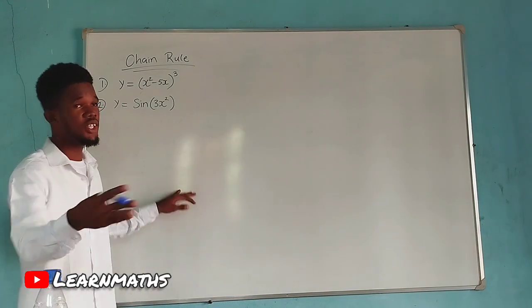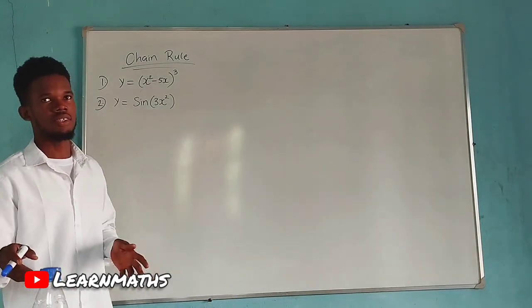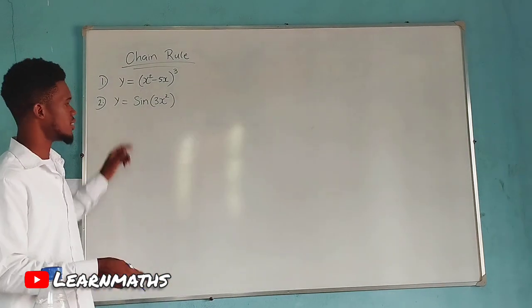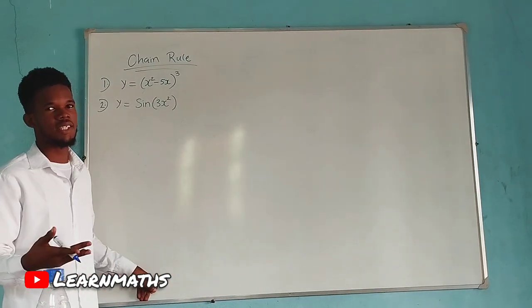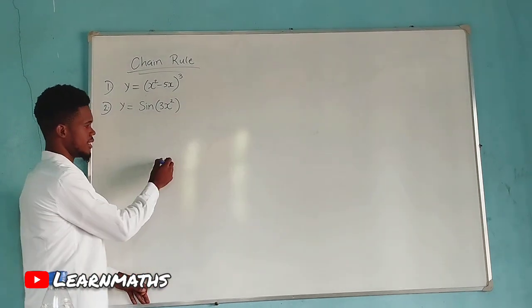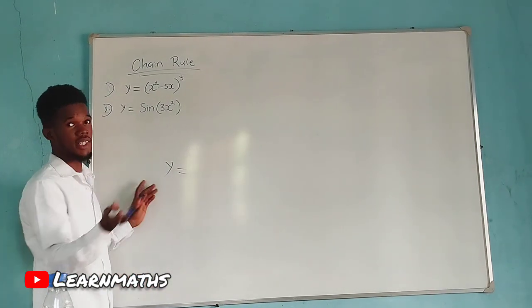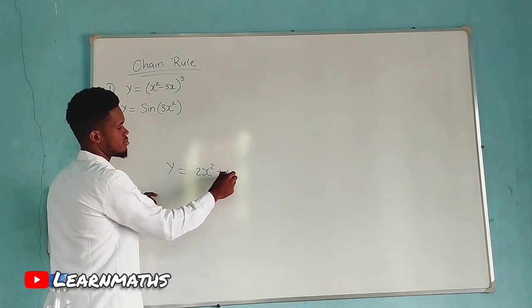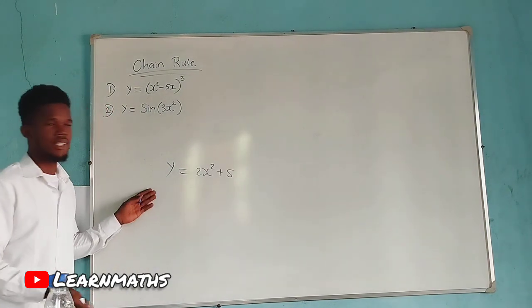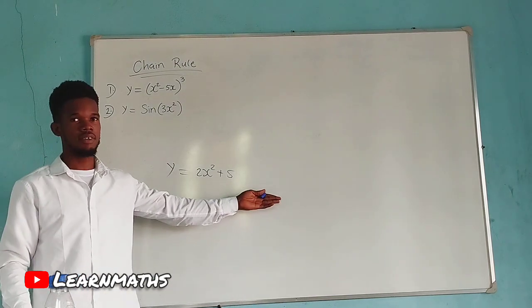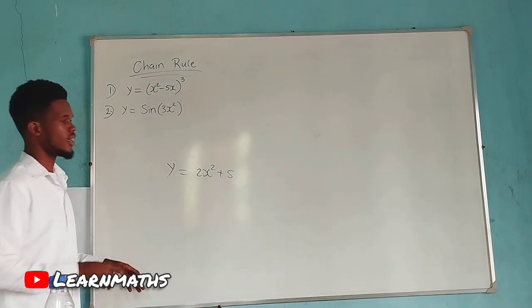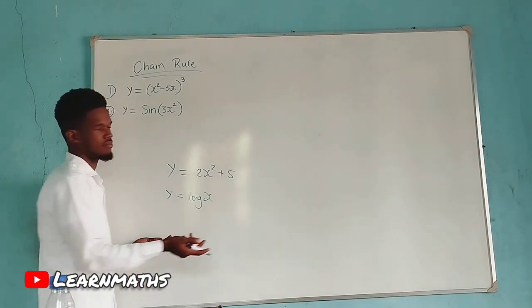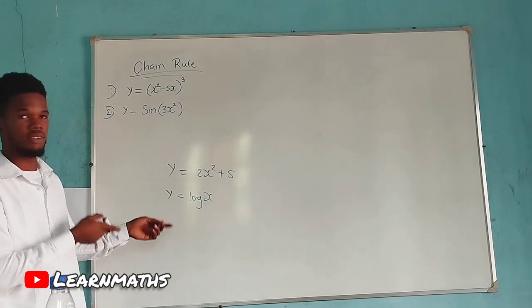Alright, so for chain rule, we're going to be dealing with functions that involve more than one kind of function. Before we get to that, let me explain to you that we have different kinds of functions in mathematics. Now you see this kind of function, we have been dealing with something like y equal to 2x squared plus 5 and so on. This is a polynomial function, right? How about the function like this? y is equal to log x. This is a logarithmic function, right?